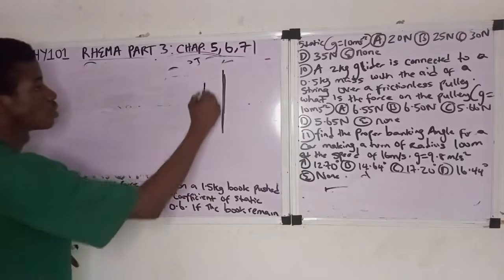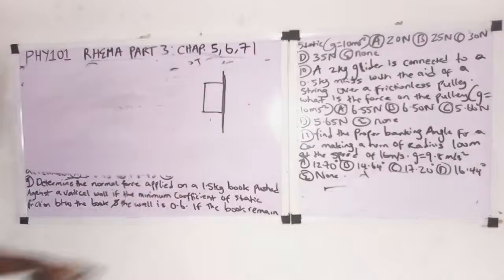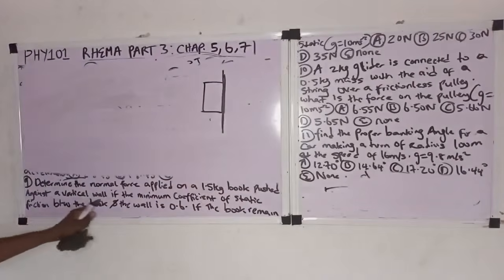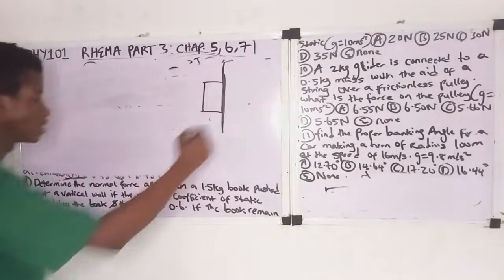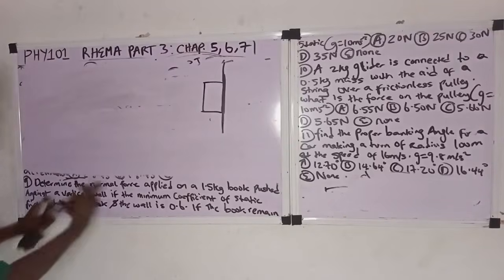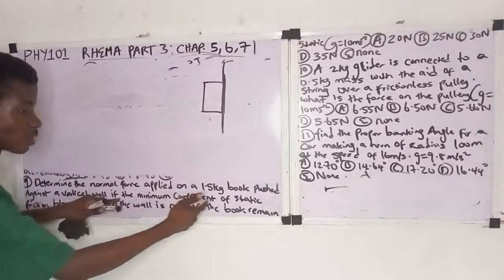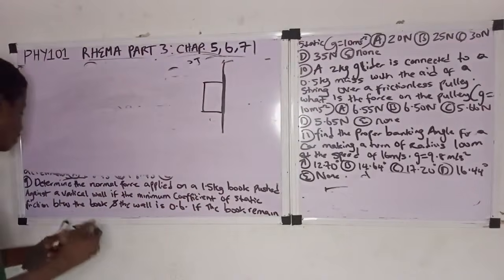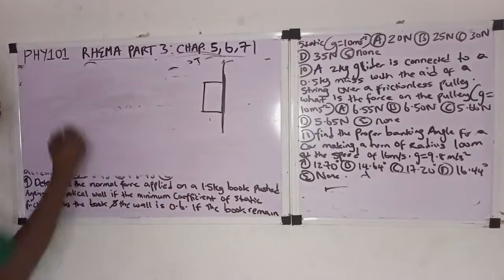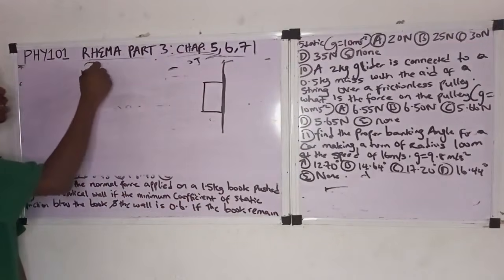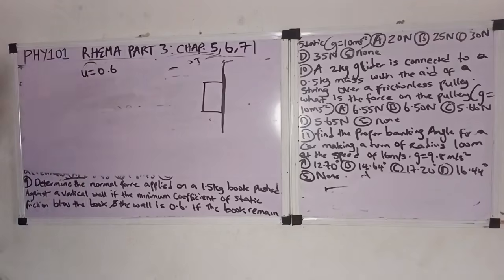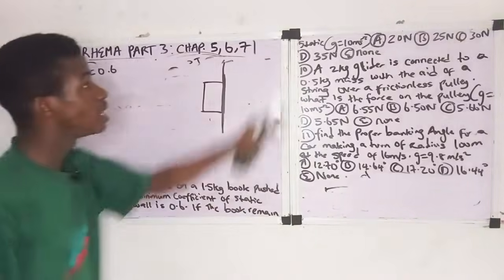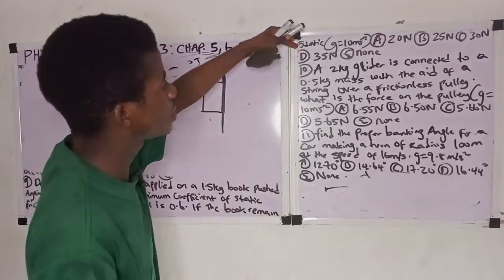Let's say this is the book, pushed against a vertical wall. This is the vertical wall. If the minimum coefficient of static friction between the book and the wall is 0.6, so the coefficient of static friction is 0.6, and the book remains static, what are we looking for?